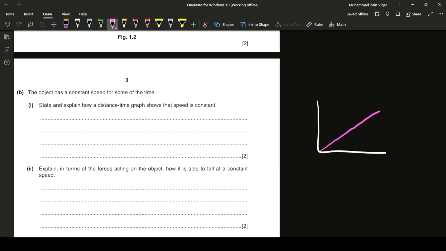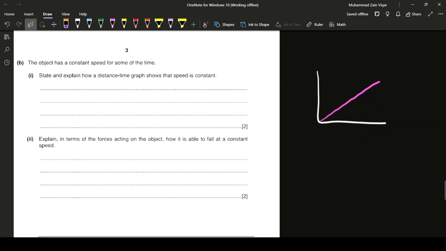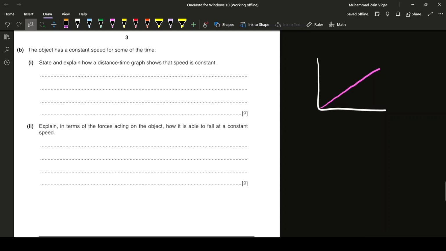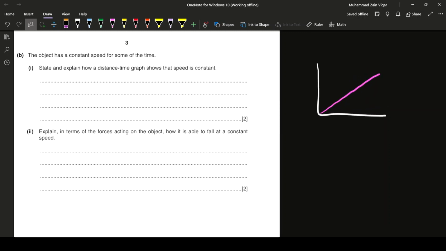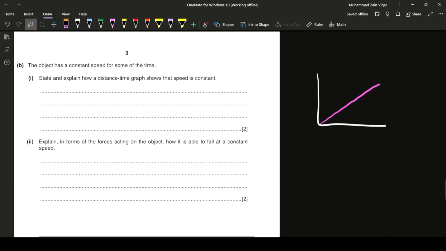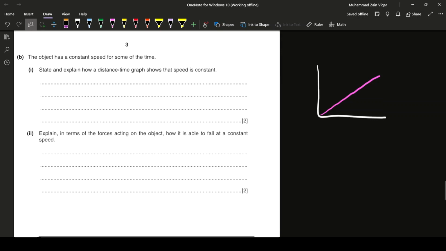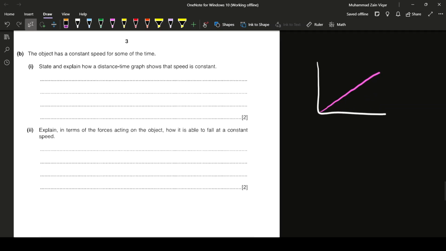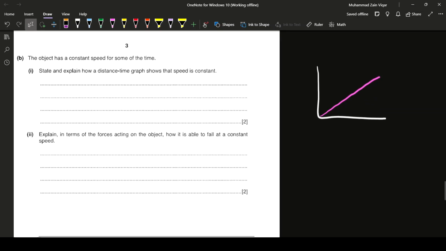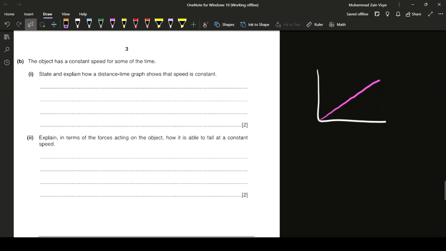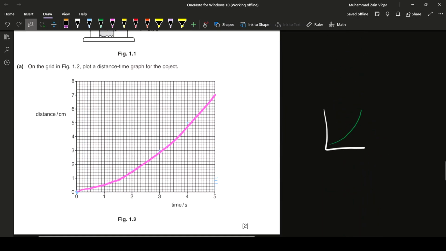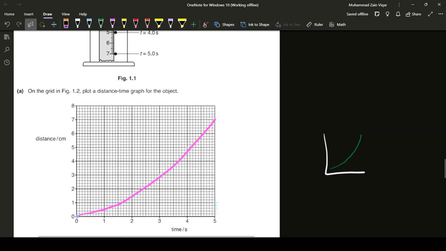Very simple as that. Now the next part: explain in terms of forces acting on the object how it is able to fall at a constant speed. This part is related to terminal velocity and the dynamics section of forces in Newtonian physics. So we will be ignoring that for the moment, and if we do so, we're done with the question. And I hope this is clear to everyone.